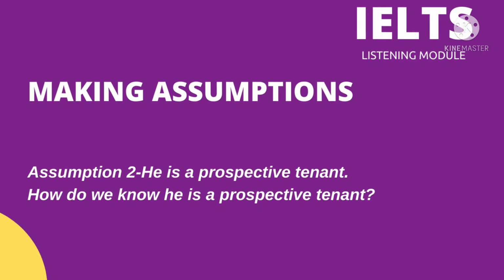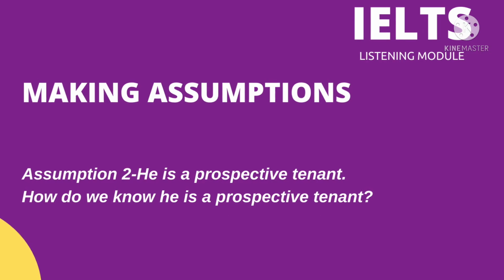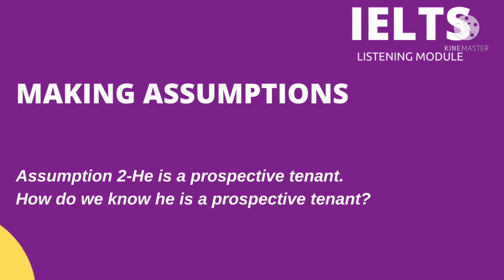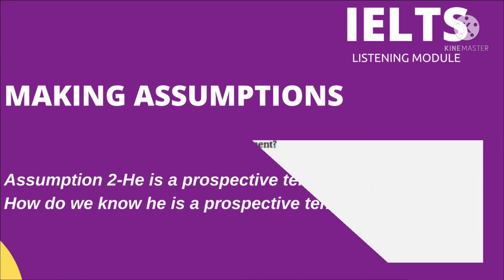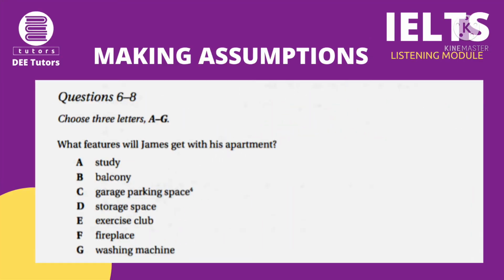One assumption is that James is a prospective tenant. How do we know? Because it's an application form. From the application form, you know he's a prospective tenant. From questions 6 to 8, we can easily assume that there are some features that James would like to get with his apartment.